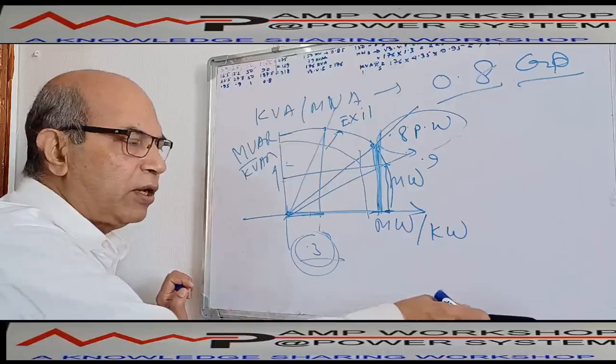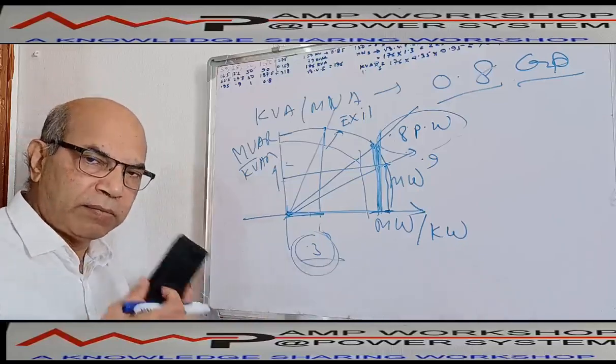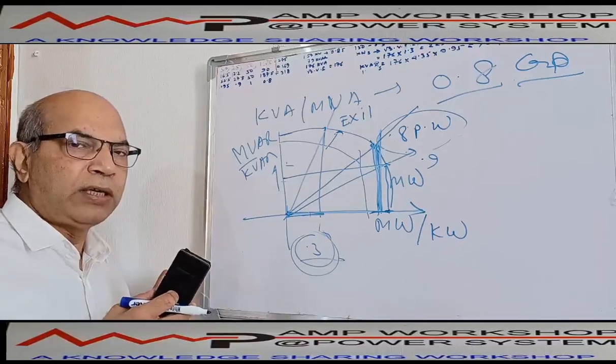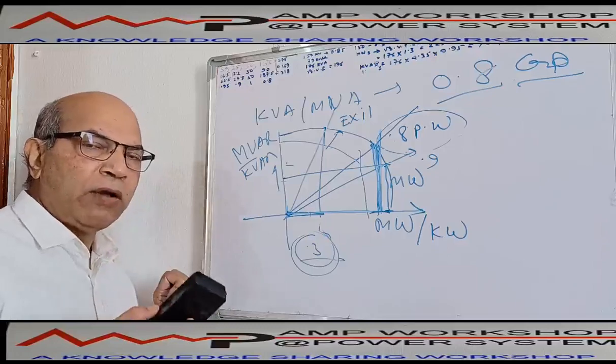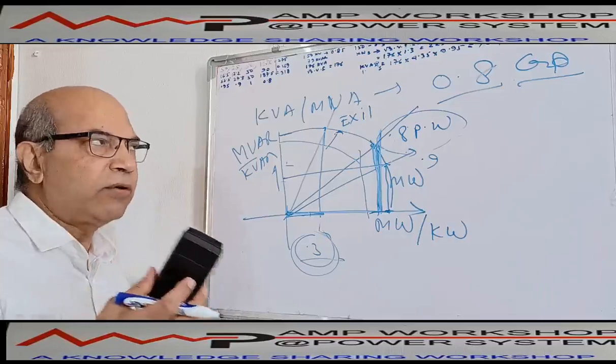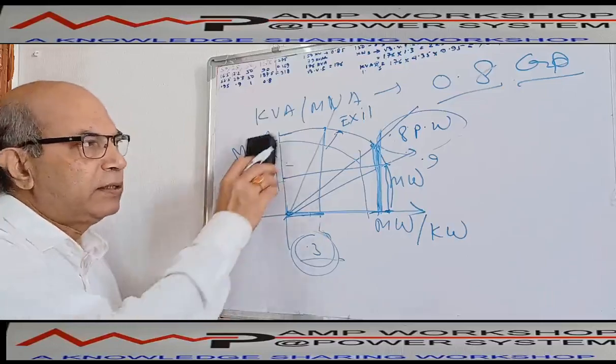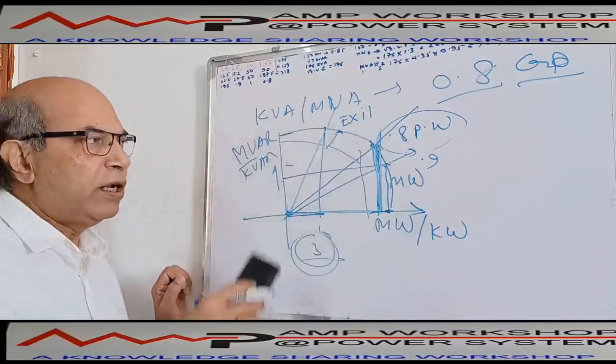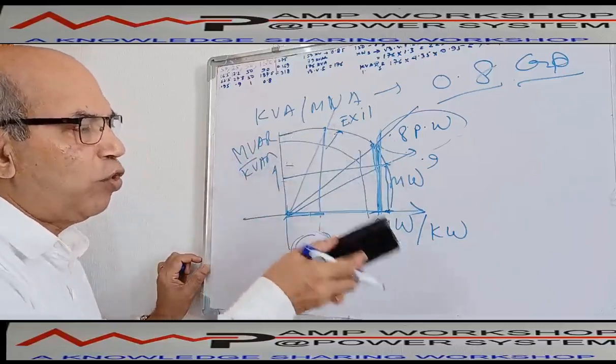So when you decide a generator size, the first point you need to see is the load: what type of load, what is the power factor of the load, and what megawatt and MVAr are required to run the load. According to this the generator is to be sized, and the generator capability curve has to be consulted to decide whether the generator is getting overloaded or not.